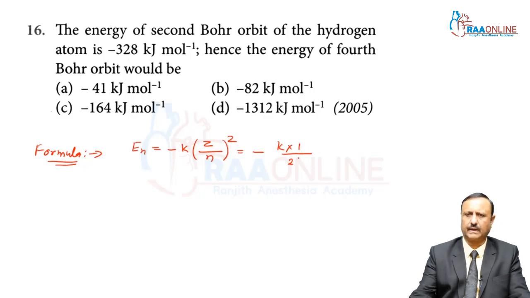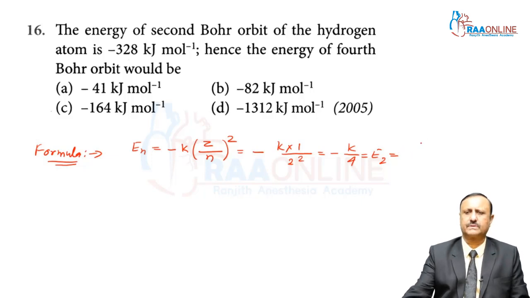So this is 2 square, and you can get minus k upon 4. Here the energy is given as minus 328 kilojoule. It is E2, because it is obtained from the second Bohr orbit. That's why minus k upon 4 is equal to E2, and this E2 is equal to minus 328 kilojoule, which is given in the numerical.